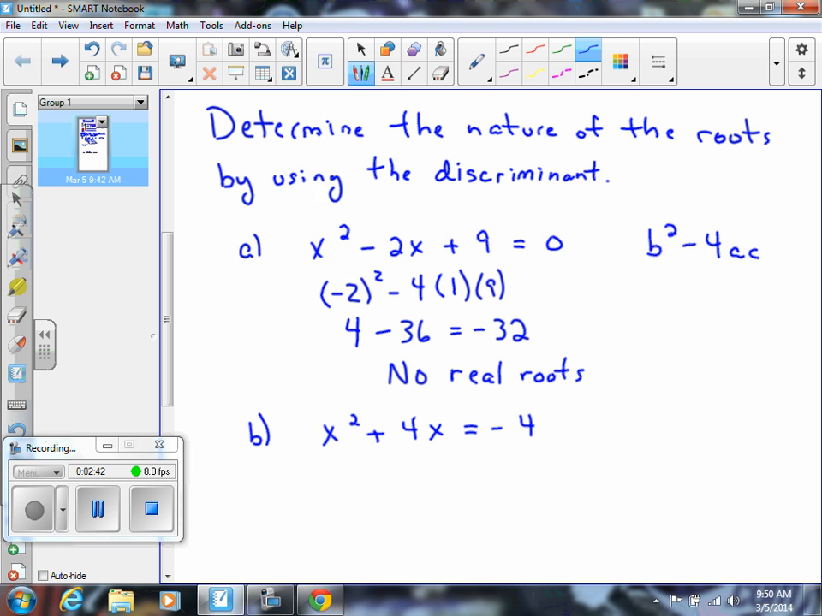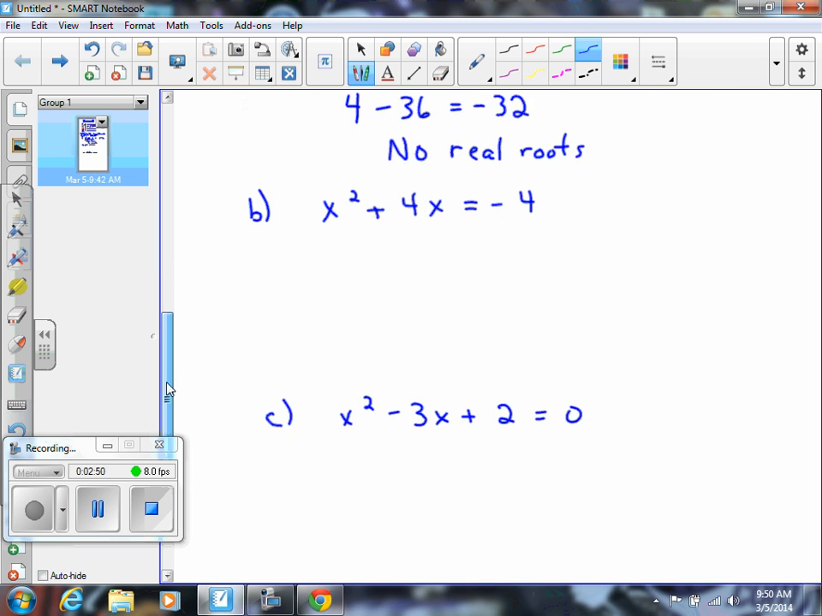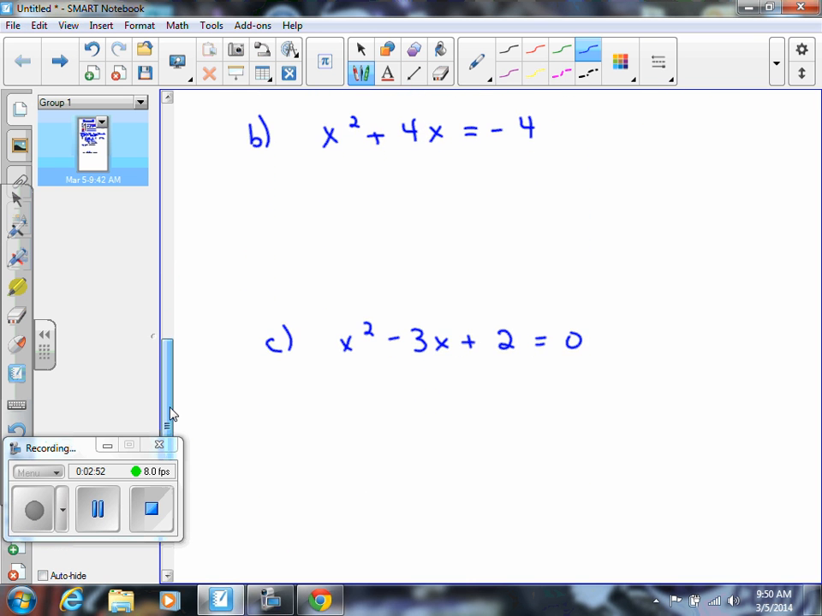And what that means is this is not a factorable question. And if I were to use the quadratic formula to solve it, I would get a negative sign showing up inside the radical sign.